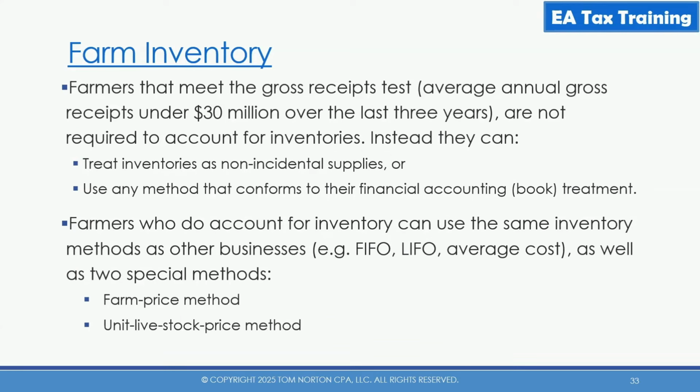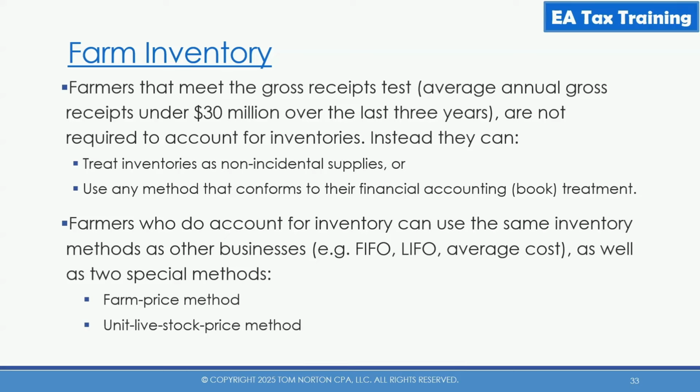Farmers that meet the gross receipts test, meaning their average annual gross receipts are under that $30 million number, are not required to account for inventories. That's like other businesses. So, like other businesses, they can instead treat those inventories as non-incidental supplies or use any method that conforms to their financial accounting treatment. But farmers who do account for inventory can use the same inventory method as other businesses, so FIFO, LIFO, average cost, as well as two special methods.